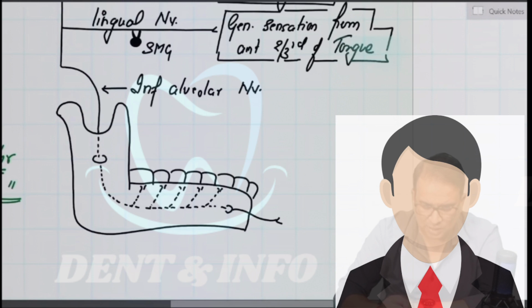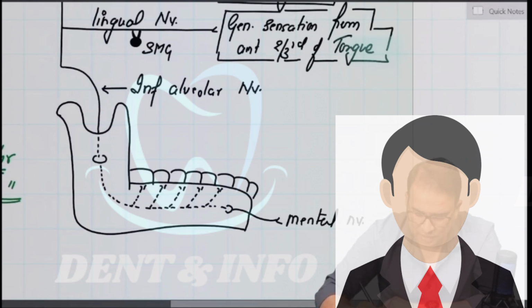And after supplying the lower gums and teeth, the nerve will come out in the form of what nerve? In the form of the mental nerve, which is supplying the skin of the chin area.